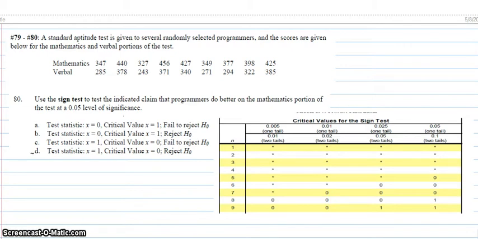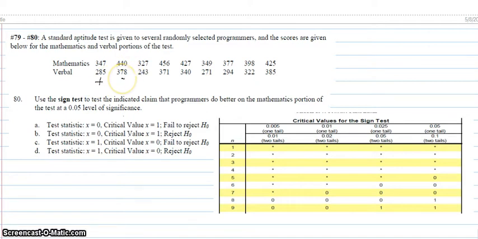Okay, because we're claiming that programmers do better on the mathematics portion, if the mathematics portion is a higher score than the verbal, we'll use a plus sign. If it's lower, we're going to use a negative sign. Mathematics is 347, verbal is 245. It's higher, so it's a plus sign.